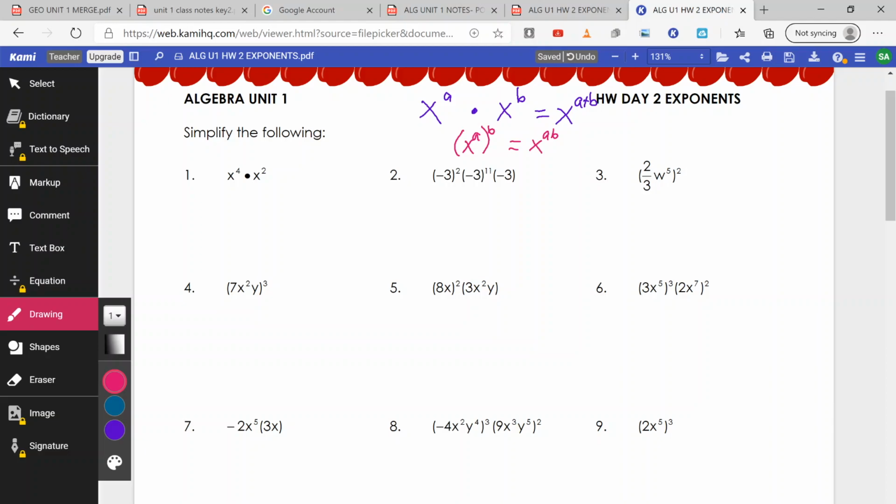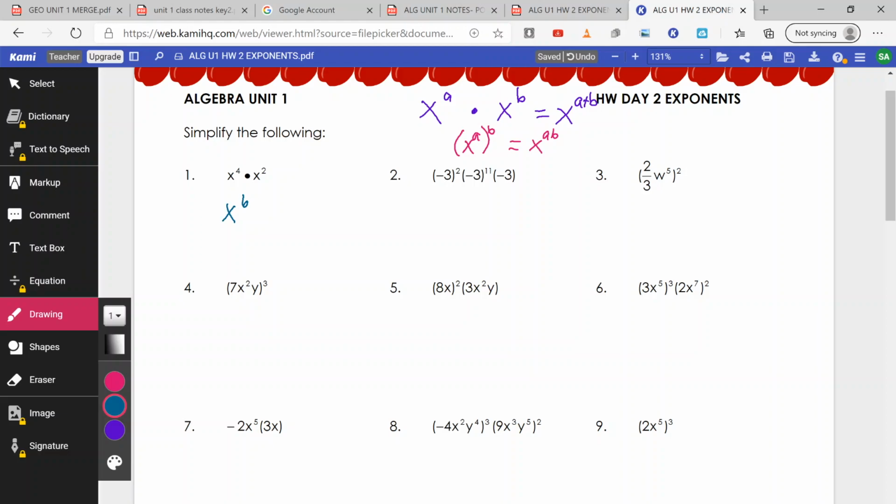So we have to look at what our situation is and use the appropriate solving method. For instance, our first problem, we have x to the fourth times x squared. If I take a look at it, it looks similar to our first solving method. Same base, different exponents. So in this case, we're going to add. So x and then 4 plus 2 is going to give me 6.